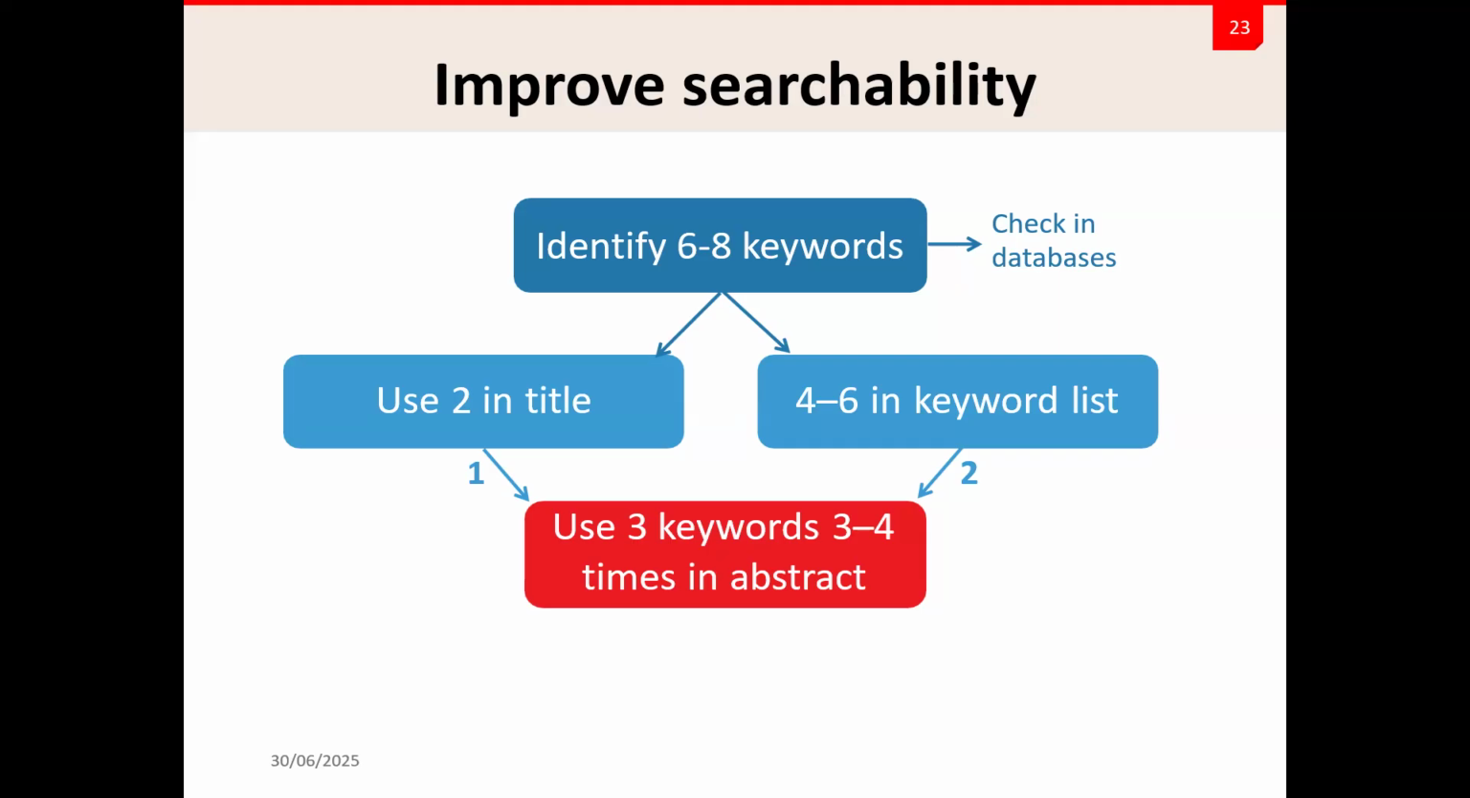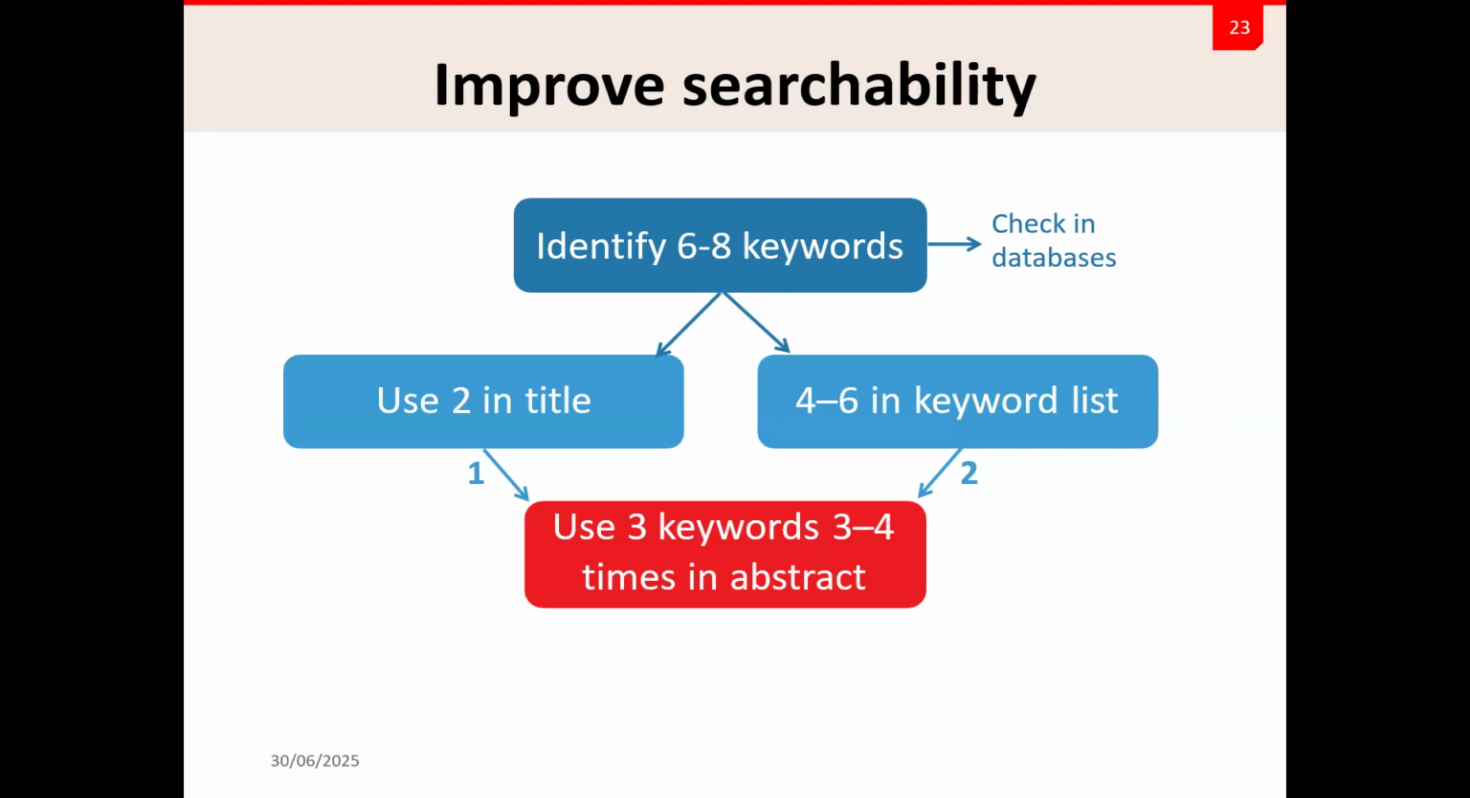Then take 2 and put them in your title. If you put at least 1 in your title, that increases your searchability. Take another 4 to 6 keywords and put them in your keyword list. You don't have to use all 8, but you can take at least 6 keywords. Put 4 in the keyword list and put at least 1 in the title.